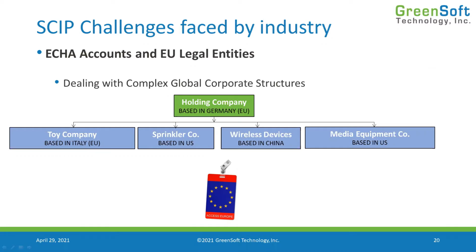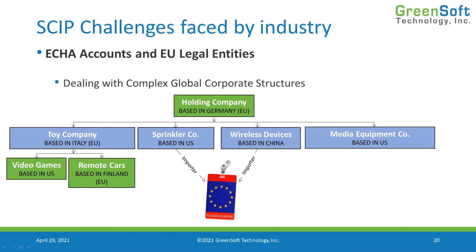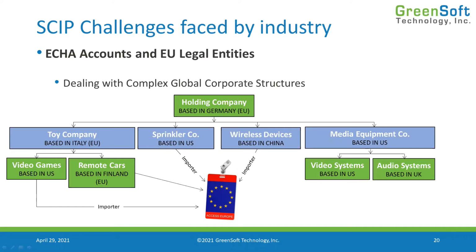To make this more confusing, there are a lot of importers involved as well that have obligations to submit to the portal. So in the case of the sprinkler company and the wireless devices company, they're already placing product on the market using their own importers. However, the toy company has actually got business units of its own. It's got a video game business unit in the United States, and then it's got a business unit in Finland, which is an EU entity. And then we have the media company that has a video systems business unit in the United States and an audio systems business unit in the United Kingdom. Both of those are foreign countries, so those are submitting through importers.